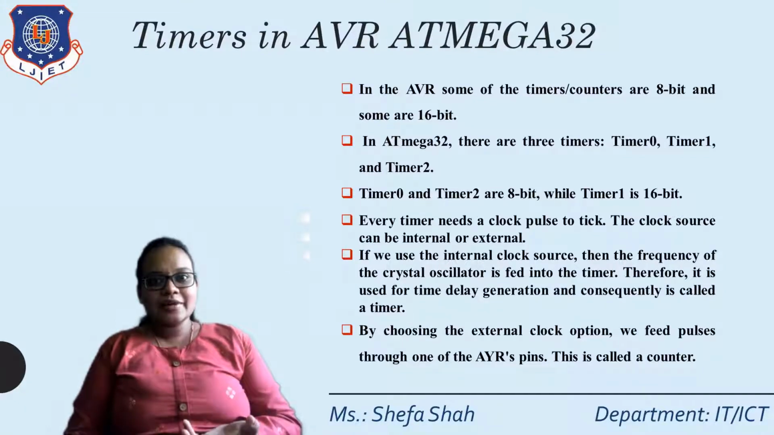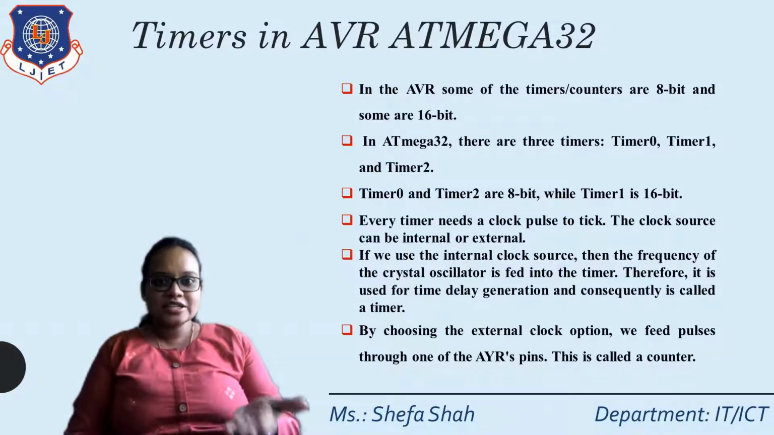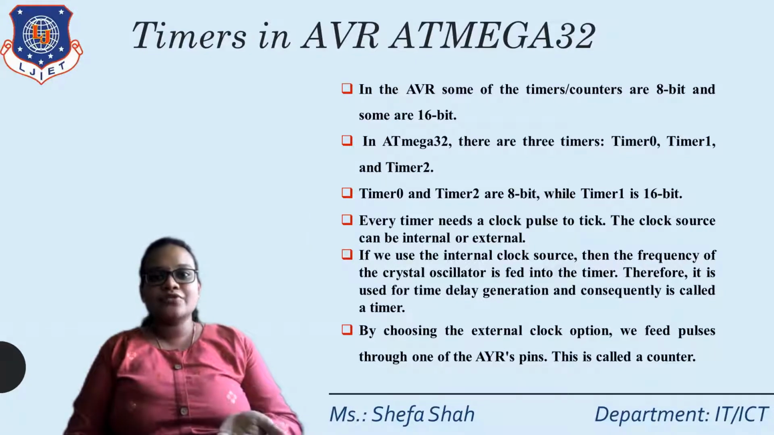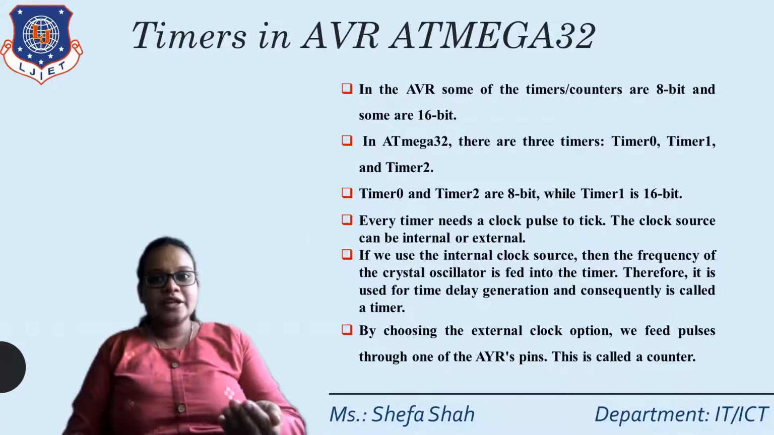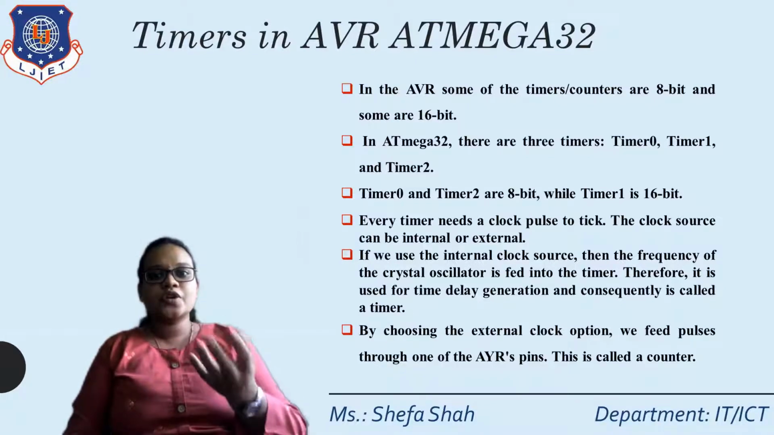Every timer needs a clock pulse to tick, that means to count. The clock source can be internal as well as external. If the clock source used is internal to the microcontroller, then it works as a timer. But if the clock pulses come from external cycles, then they are called counters.